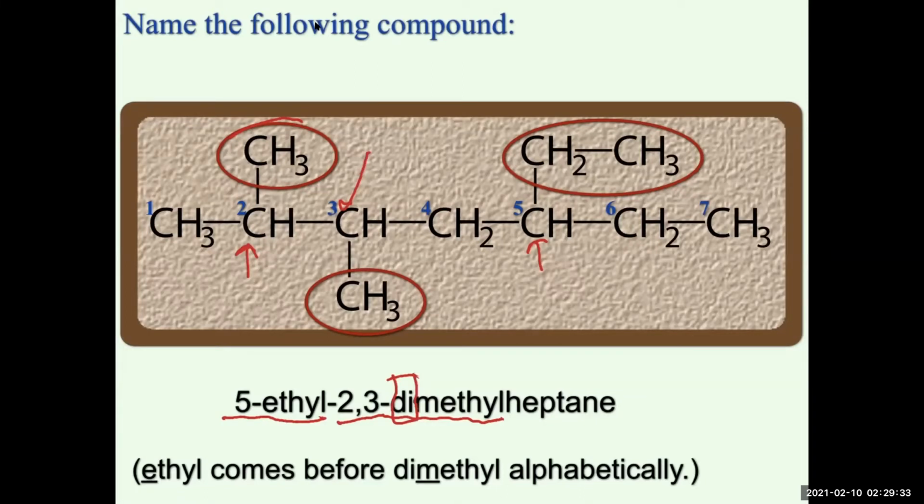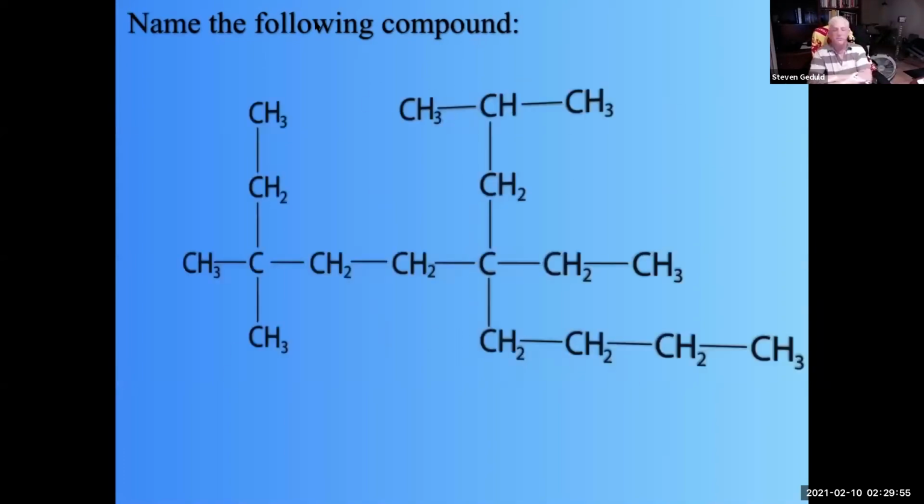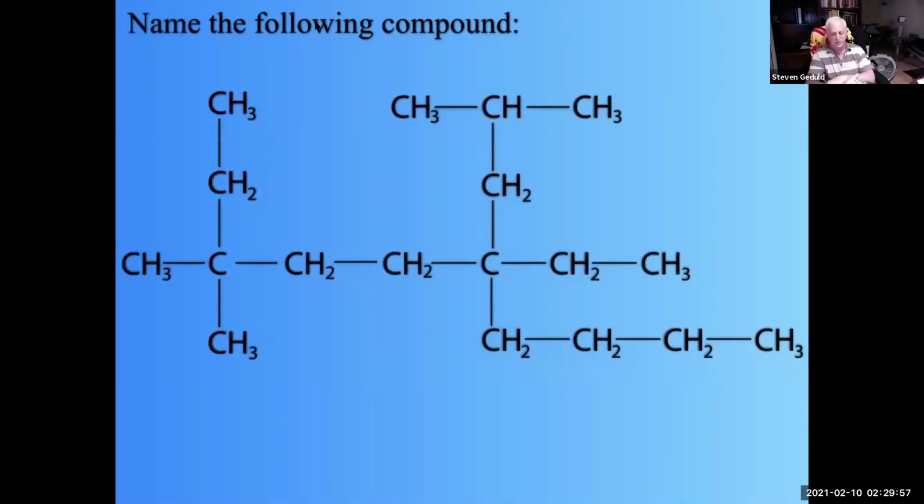So it's 5 ethyl, always alphabetical, then 2, 3 dimethyl. Name of the chain is always last. It tells you it's a 7 carbon chain, heptane. All single bonds. I think there's more examples to come, so don't panic. All right. This one's kind of complex. So what's our longest carbon chain here?